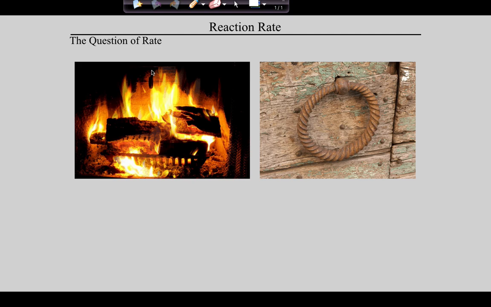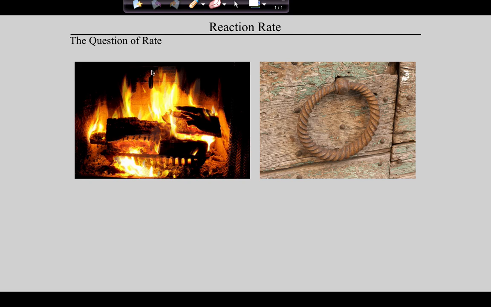But guys, here's the question I have for you. Somebody put that ring there, right? Do you think it looked like this when they put it there? No, what's been happening to it? It's been rusting over years and years and years. So guys, here's the question I have for you.